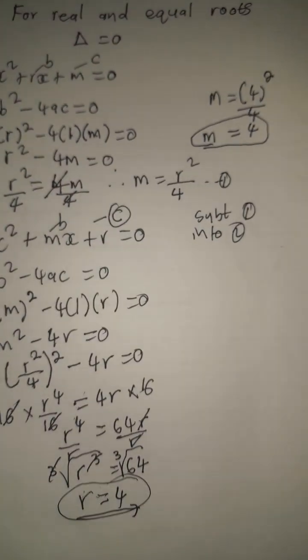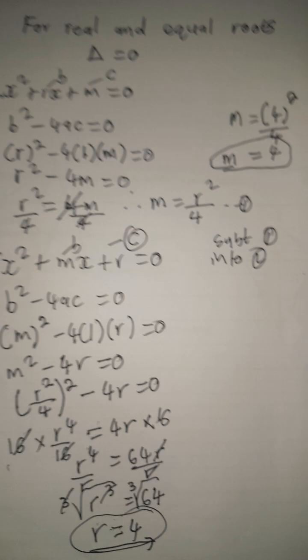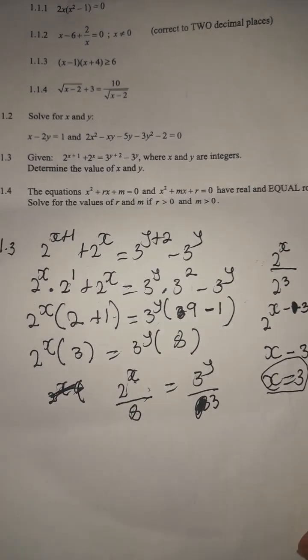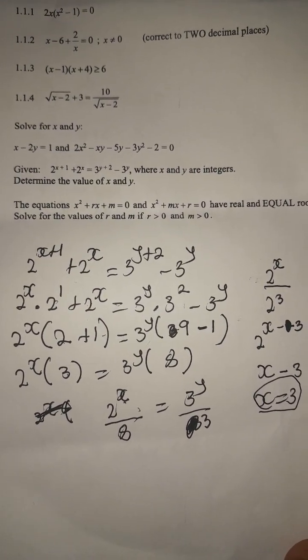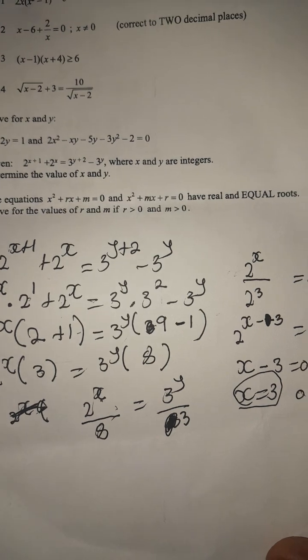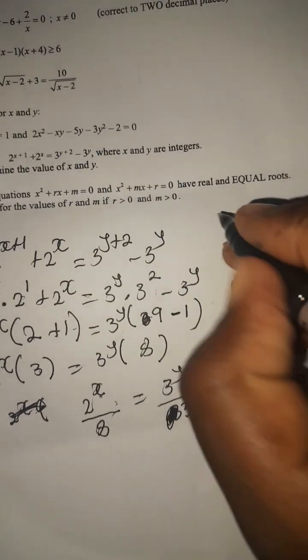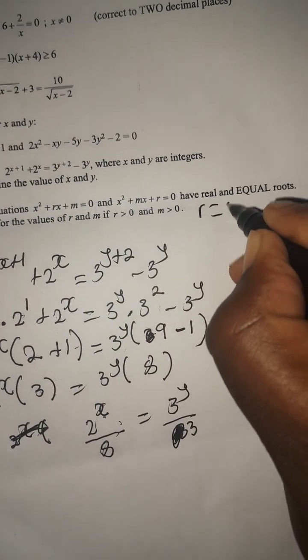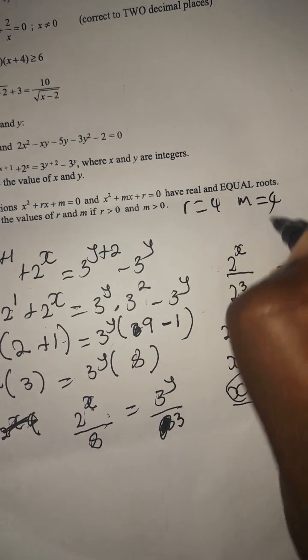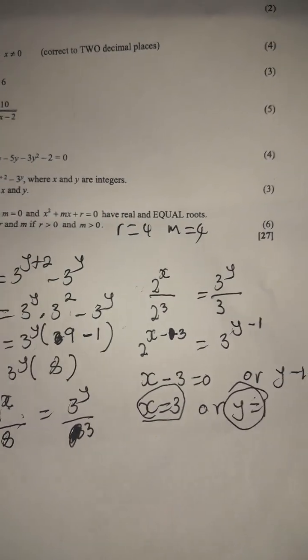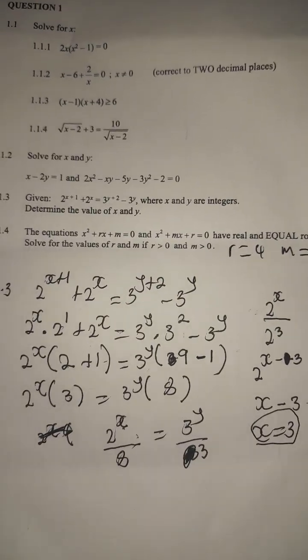So it is aligned with our equation there, because they said r is greater than 0 and m is greater than 0. So we have found that r is equal to 4 and m is equal to 4. So definitely we are correct, right?